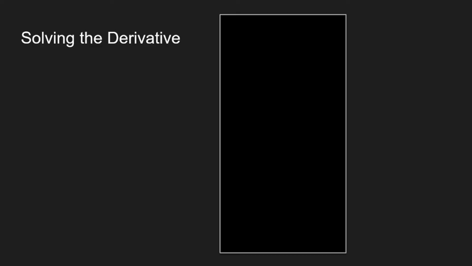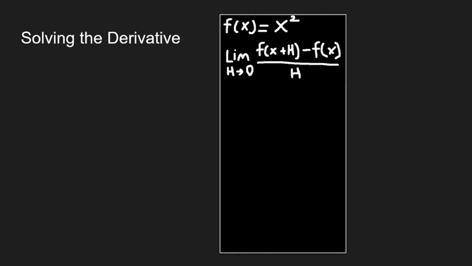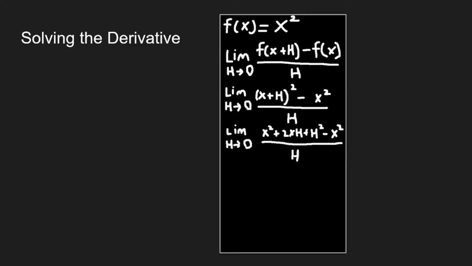Now, let us find the derivative of x squared. First, we'll need to find the limit of the tangent, so we'll arrange it like this. We'll then use the formula to continue solving the equation. So we'll square both those terms. And then we can combine our like terms now.